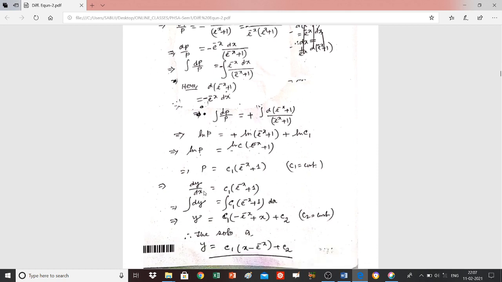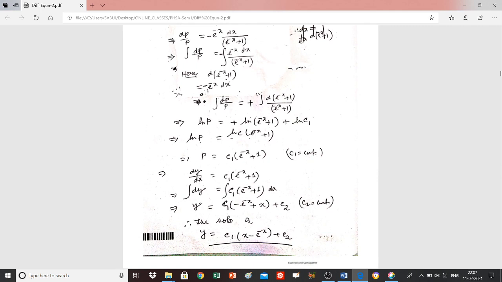And now substitute the value of p, that is dy by dx, which is equal to c1 into e to the minus x plus 1, or from here dy is equal to c1 into e to the power minus x plus 1 dx. Just integrate this. This will provide you y, and that is equal to c1 times the integration of this, which is equal to minus e to the power minus x, and the right hand side will give x, and c2 is another constant. So the solution is y is equal to c1 into x minus e to the power minus x plus c2.